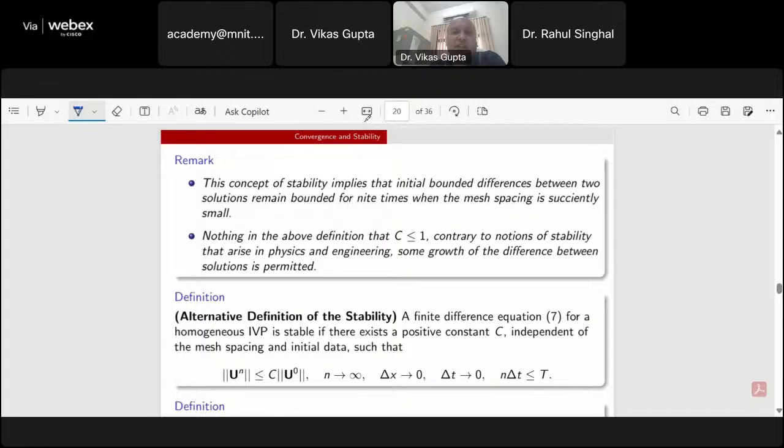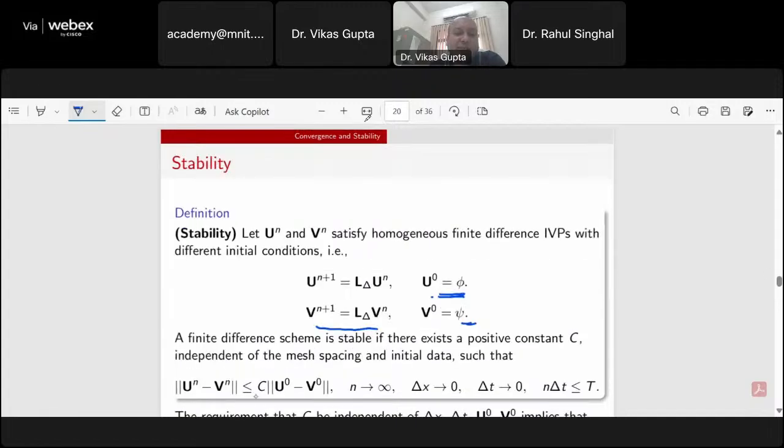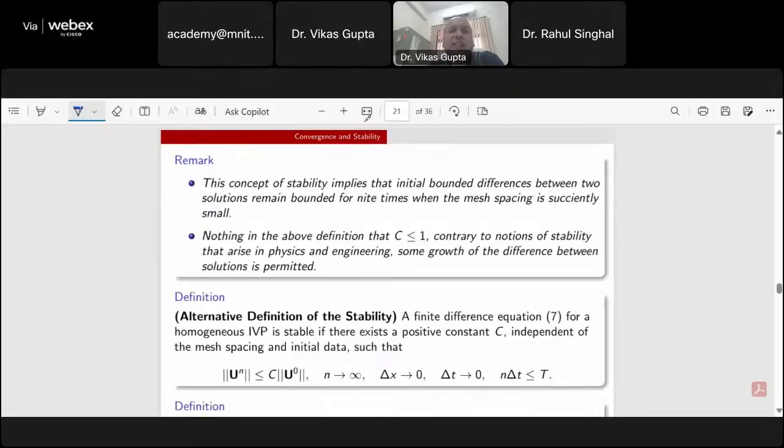And also note that we are not claiming that the constant c should be bounded by 1, but that the constant c should be independent of the mesh parameters delta x, delta t, and the initial data. So there is nothing in the definition that requires c to be bounded by 1. Contrary to the notion of stability that arises in physics and engineering, some growth of the difference between solutions is permitted. Okay. Now, an alternative definition of stability.